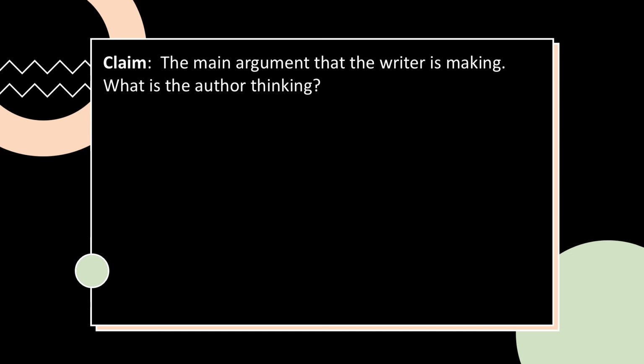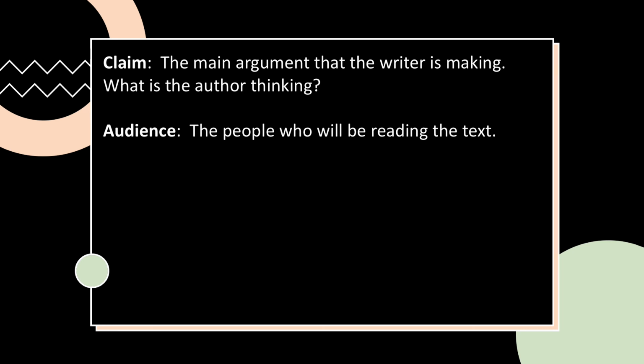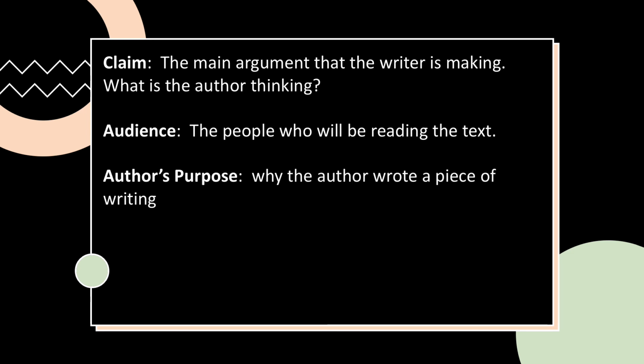The next thing you need to understand is audience. This is the people who will be reading the text. You need to understand that the author is thinking about a particular audience of people when they're writing. And all importantly, bringing it back, author's purpose. Why would the author even write a piece of text? So what are they trying to do? Are they trying to convince you, persuade you to something, show you the good and bad? What makes the text argumentative?